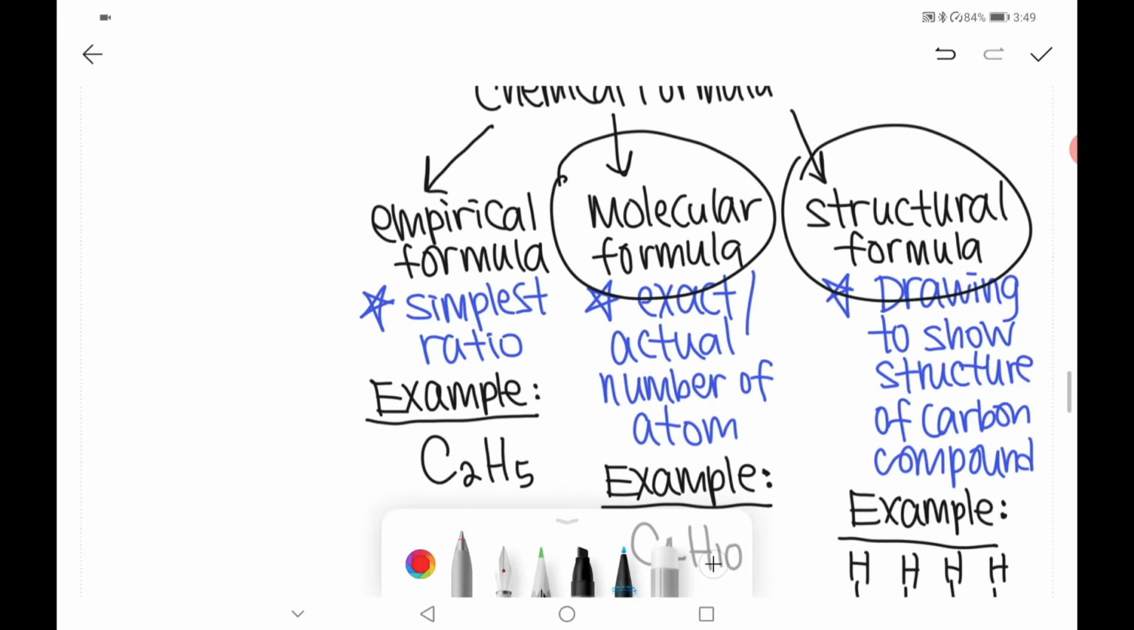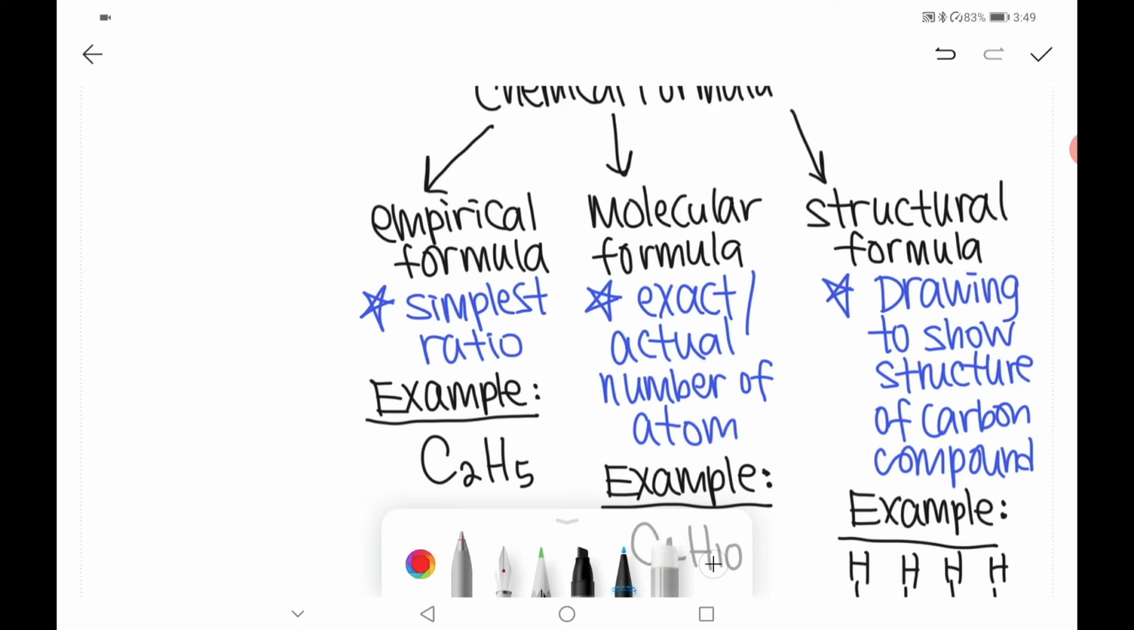So the last one is structural formula. Structural formula will show us the structure, which is actually a drawing. So when you come to SPM, when you see the word structural formula, it's all about drawing.